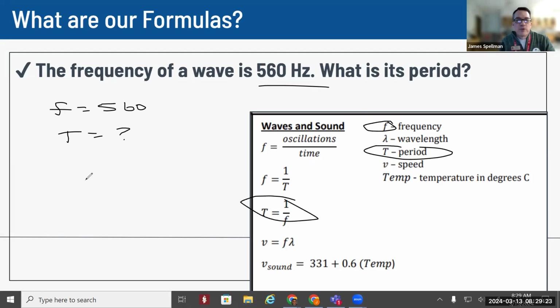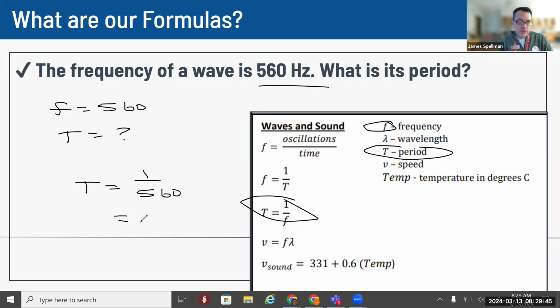To set this one up, I would do T is 1 over the frequency, which is 1 over 560. We need to throw that into a calculator, so let me grab that. You should be able to do this on your own, but 1 divided by 560 is going to give me a really small number.